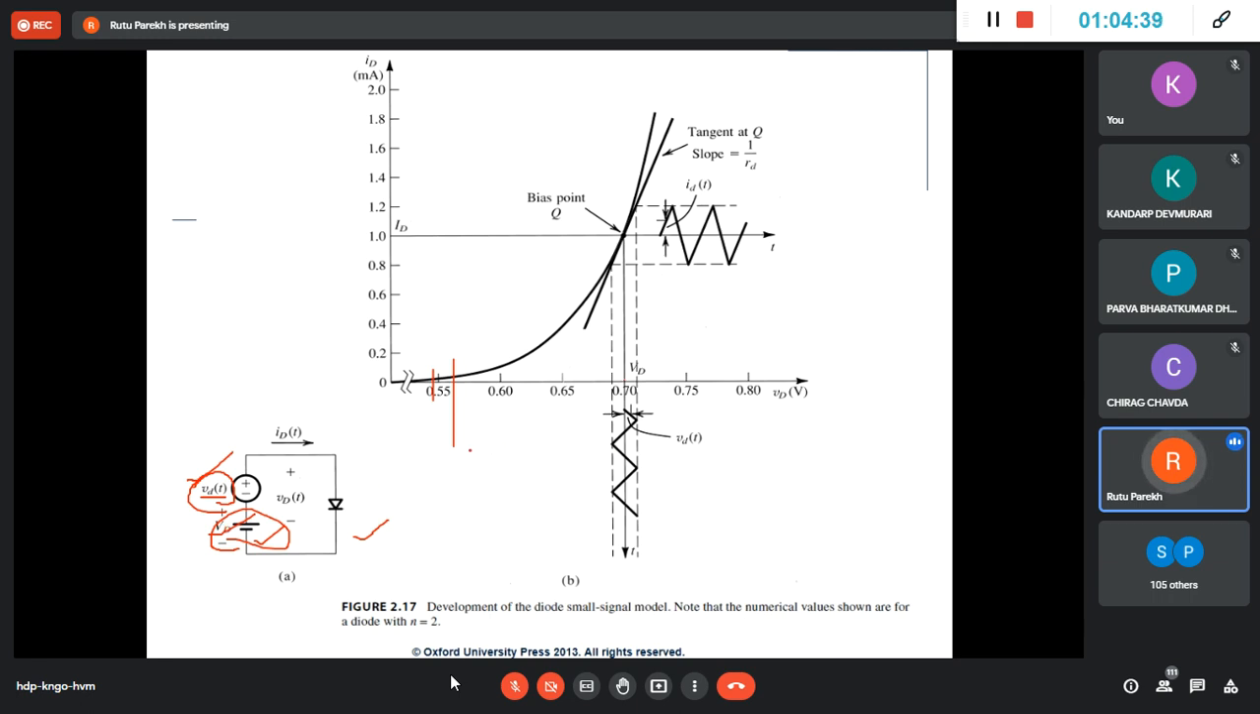So here, this VD is this VD here. 0.7 is the on point. So this line is VD here, 0.7. To that, if I want to process a very weak signal, I can do it by giving this bias voltage VD.